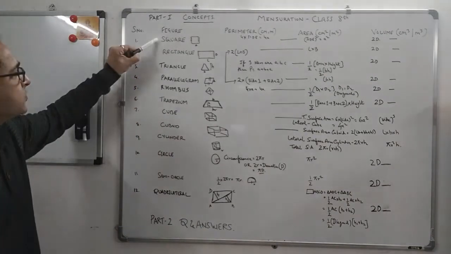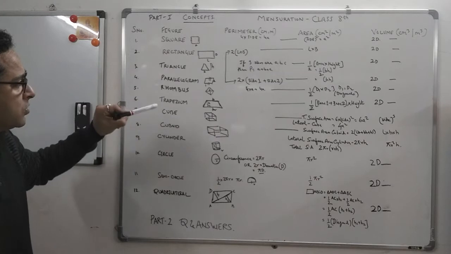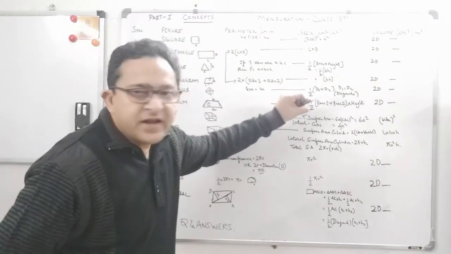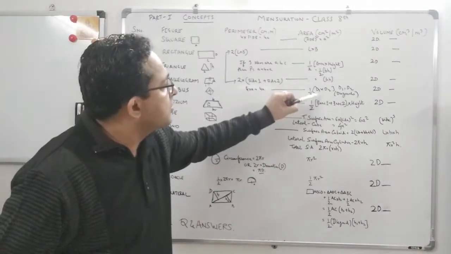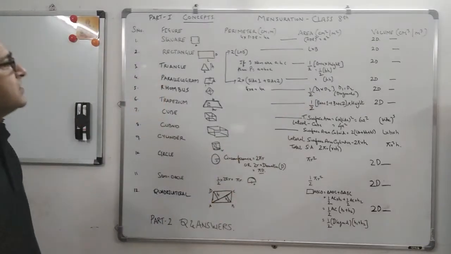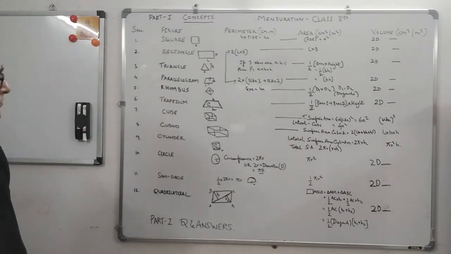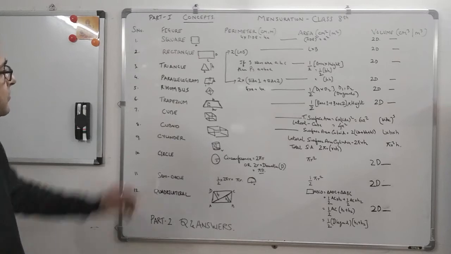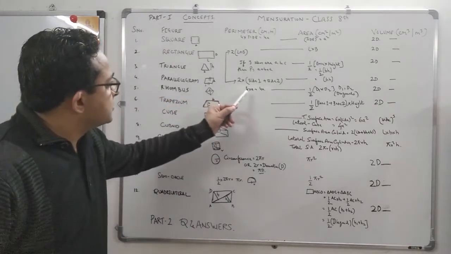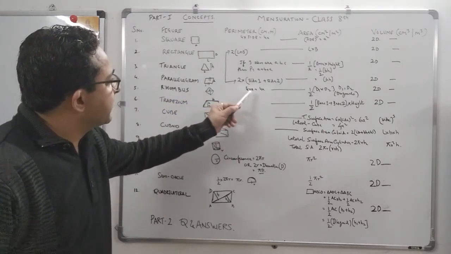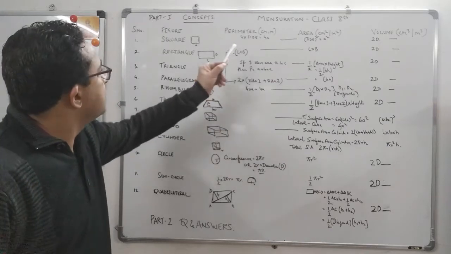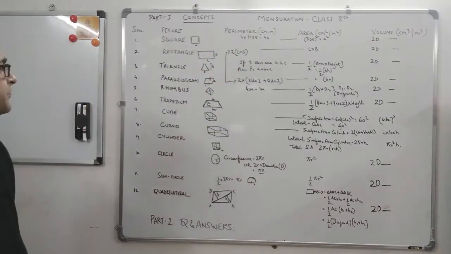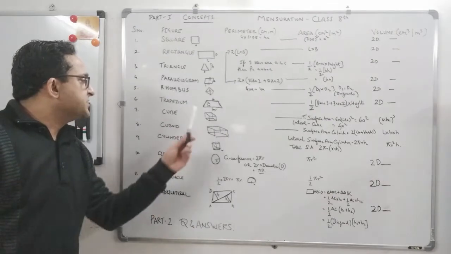We also compared square and rhombus. For rhombus, what did we take? Half into the product of the diagonals, right? This is the area of the rhombus. And what else did we compare? We also knew that the perimeters of rhombus and square are the same, 4 into a. Now trapezium.